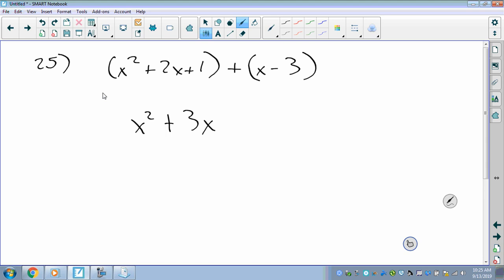Okay, last one. Do I have anything I can add to this 1? This is a constant, right? Thing by itself. What can I add to 1? What can I add to the 1?